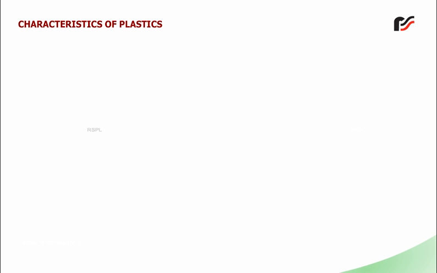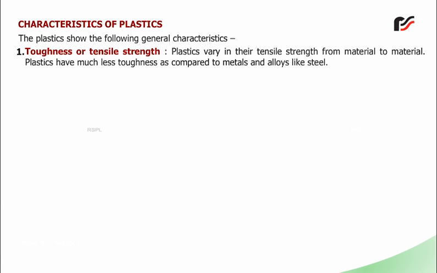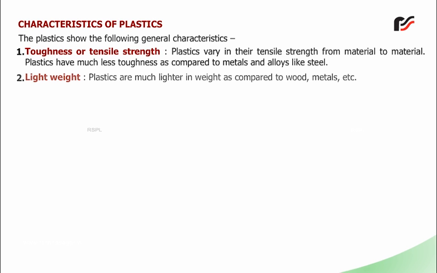Characteristics of plastics: the plastics show the following general characteristics. Number 1, toughness or tensile strength. Plastics vary in their tensile strength from material to material. Plastics have much less toughness as compared to metals and alloys like steel. Number 2, lightweight. Plastics are much lighter in weight as compared to wood, metals, etc.